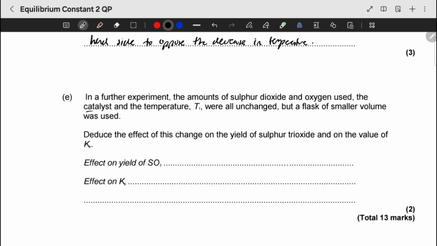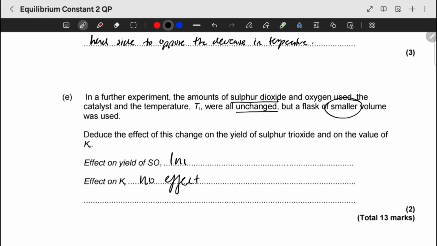Okay, and then in a further experiment, the amounts of sulfur dioxide and oxygen used, the catalyst and the temperature were all unchanged, while a flask of smaller volume was used. Deduce the effect on Kp and the yield. Obviously Kp is not affected by volume, so no effect. And the effect on the yield of sulfur trioxide.